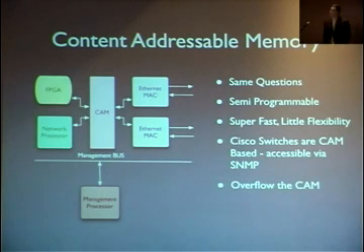Next thing we'll talk about is CAMs. CAMs are content addressable memory. Basically, what that means is it's a big old hash table of some kind. It's got a certain number of bits wide and a certain number of bits deep.